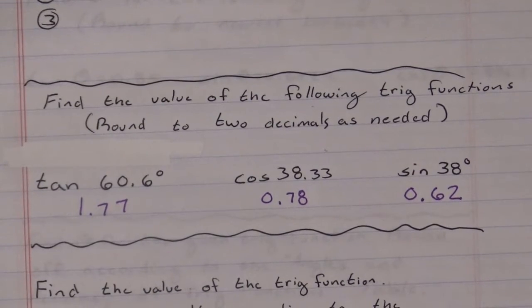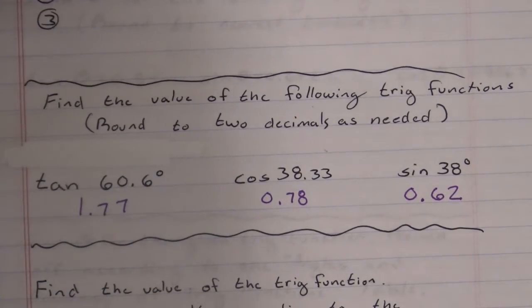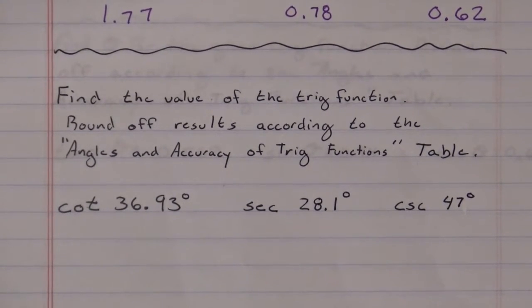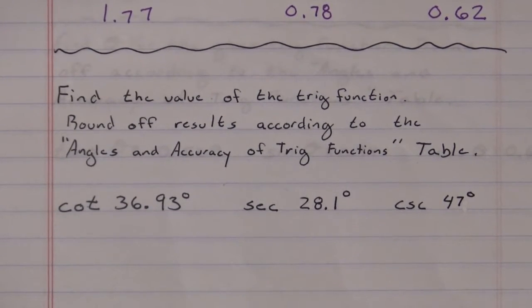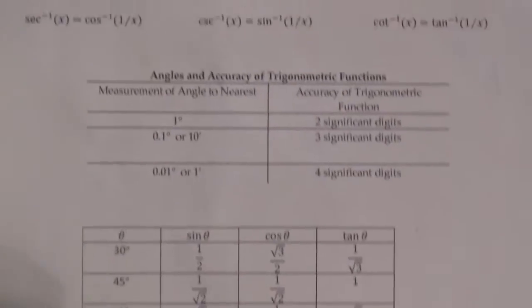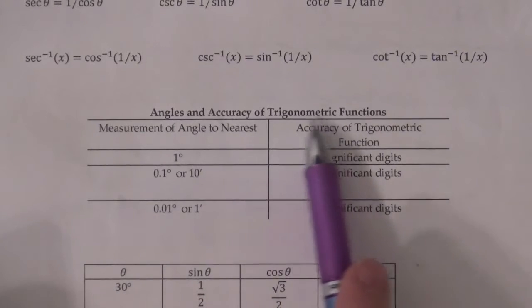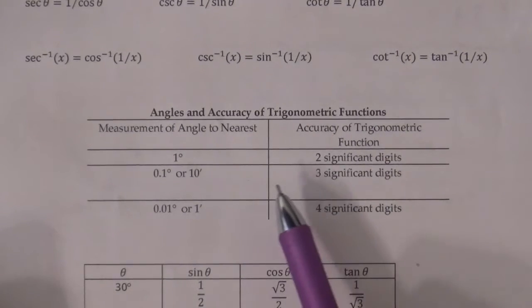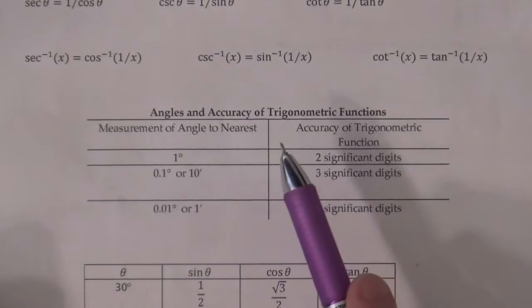Alright, now this is where things get a little bit more complicated. Let's read this problem. It says, find the value of the trig function. Round off results according to the angle and accuracy of trig function table. So what table am I talking about? Well, on your formula sheet, you have a little table that says angle and accuracy of trig functions. It gives us a little bit of information, and we'll explain that in just a moment. So we're going to be using this.